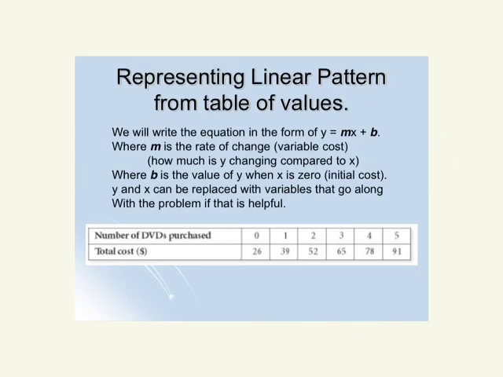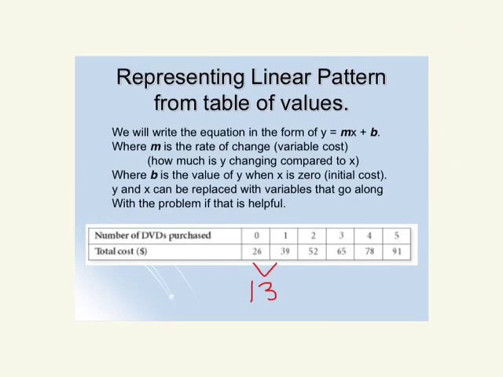So here's another example. It says, again, we will write the equation in the form y equals mx plus b, where m is going to be called our rate of change, and that's going to be the variable cost. And that's determined by how much is y changing compared to how much x is changing. And then b is the value of y when x is 0, or a lot of times what we call the initial cost. So we first have to do this by finding the first differences.